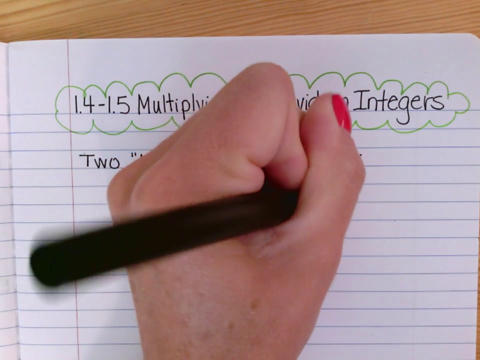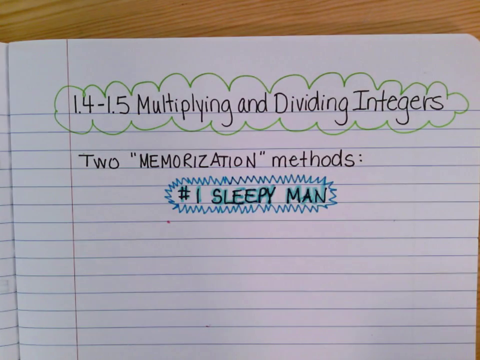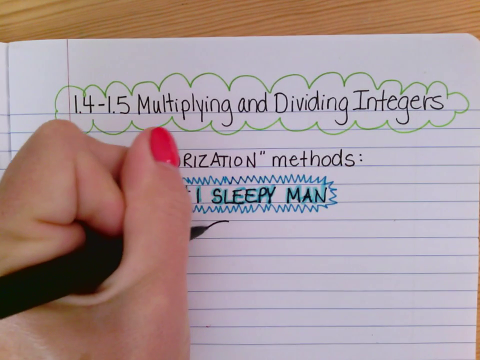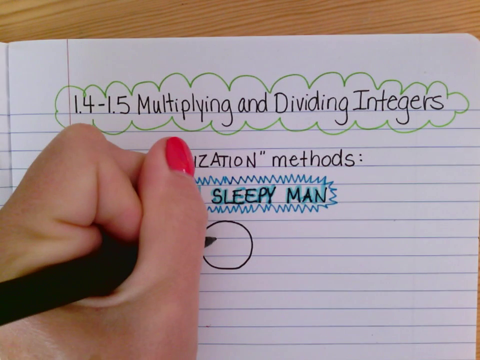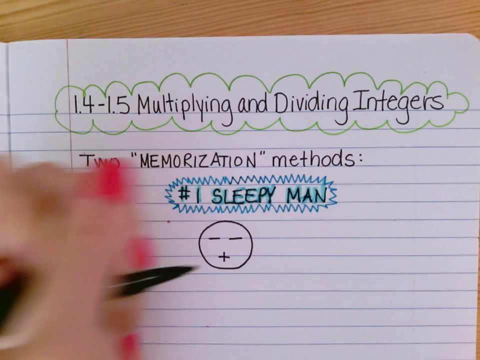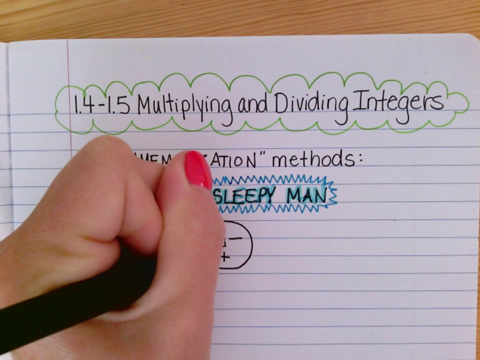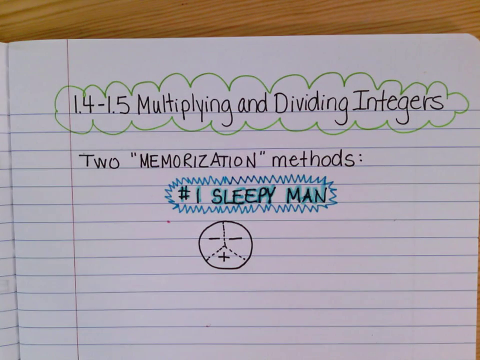So here's how you draw Sleepy Man. Let's highlight this. Sleepy Man has a circular head. He has two sleepy eyes and kind of a puckered up mouth. I usually draw him divided into 3 sections: his face, his mouth, and then his 2 eyes separately. Okay, so here's how you use Sleepy Man.